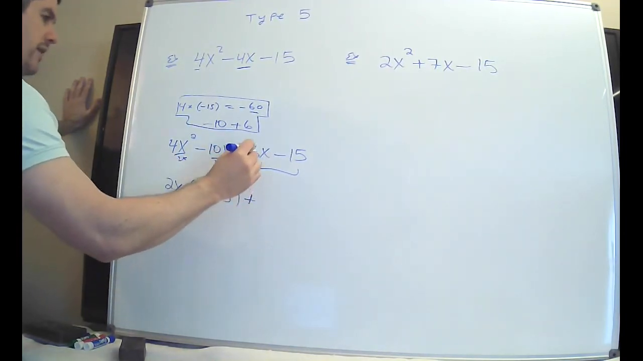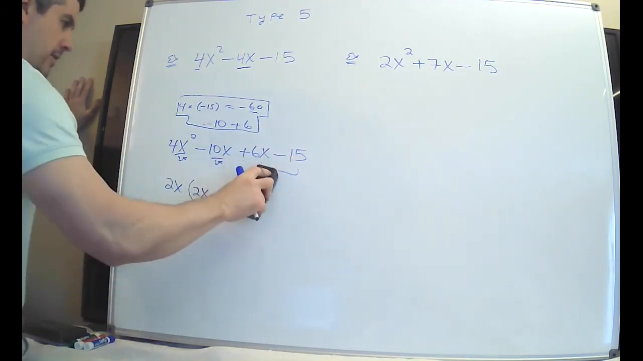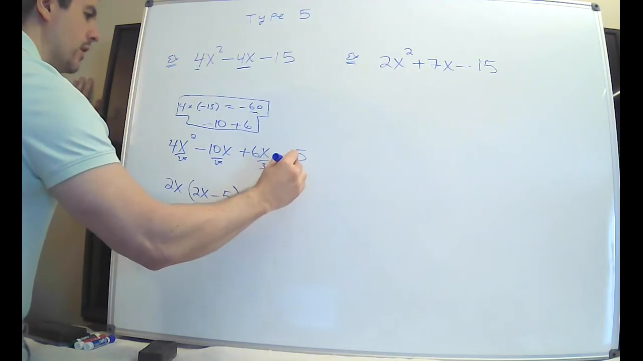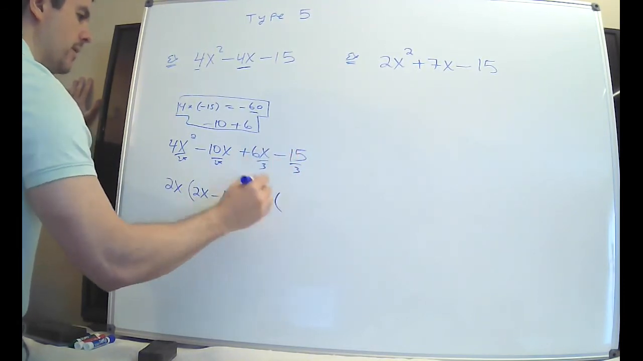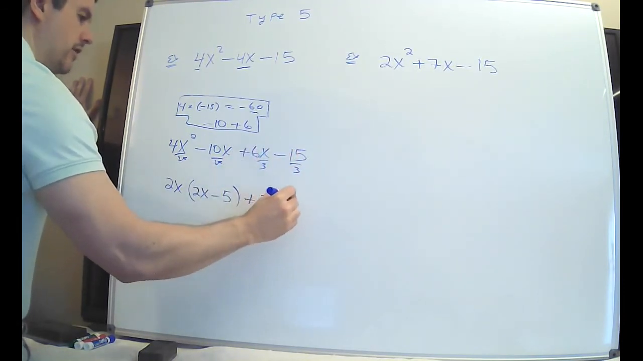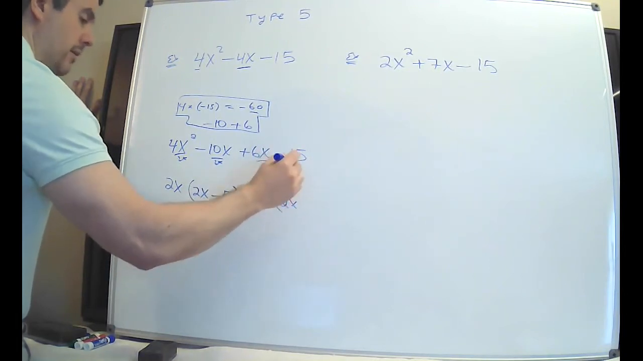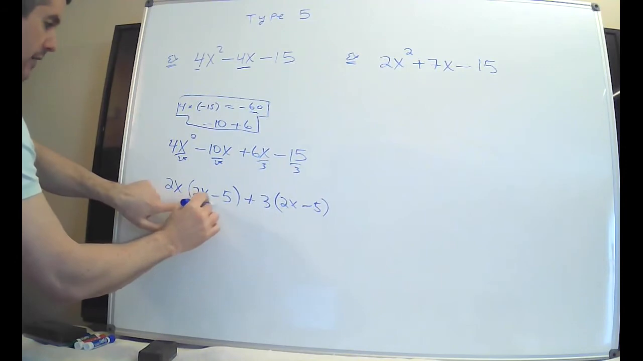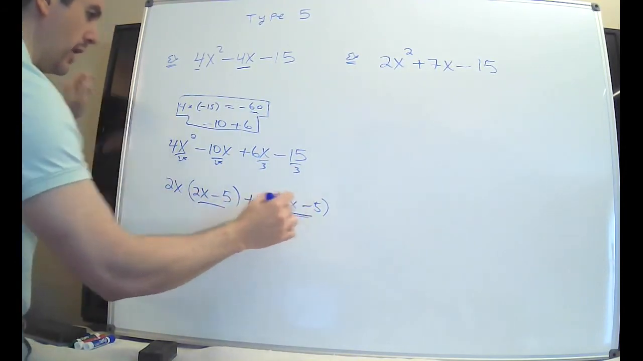Now, what does 6 and 15 have in common? Like nothing. No, they're both divisible by 3. So you can put a 3 in the front. 6x divided by 3 is 2x. You better get the same thing. 15 divided by 3 is 5. Perfect. Now I have 2x minus 5 here, and I have 2x minus 5 there.